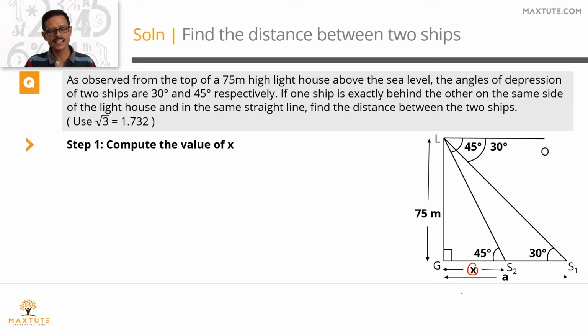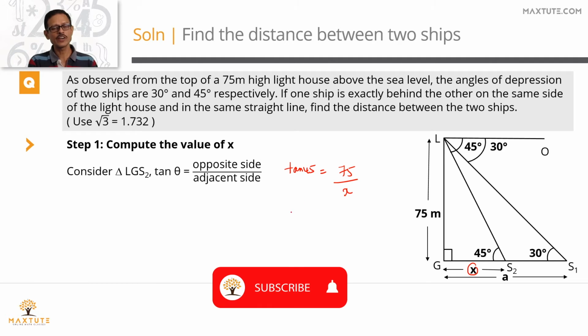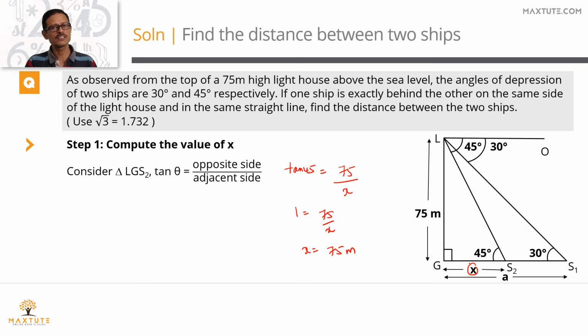So I'm going to look at right triangle LGS2. In right triangle LGS2, we have the measure of one side LG, which is a side opposite to this angle 45 degrees. What we are trying to find out is the adjacent side. So the appropriate trigonometric ratio to go with is tan theta. Tan theta is equal to opposite side by adjacent side. So theta here is 45. So tan 45 is equal to LG, which is 75, divided by GS2, which is equal to X. Tan 45 is a 1. So 1 is equal to 75 upon X, or X is equal to 75 meters. So found out X, which is step number 1.